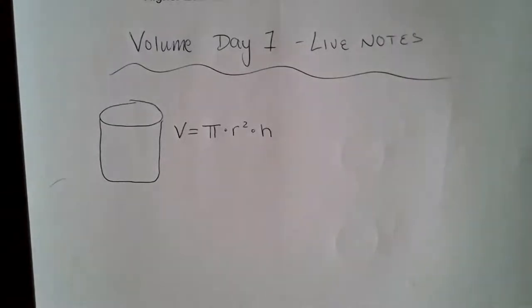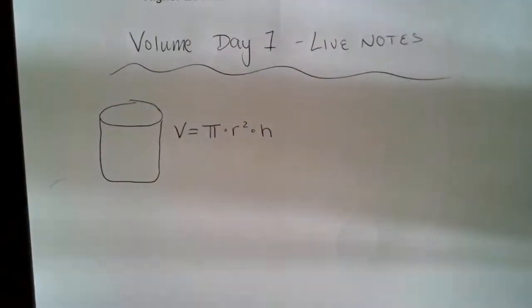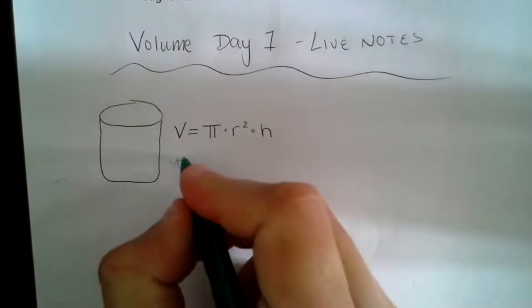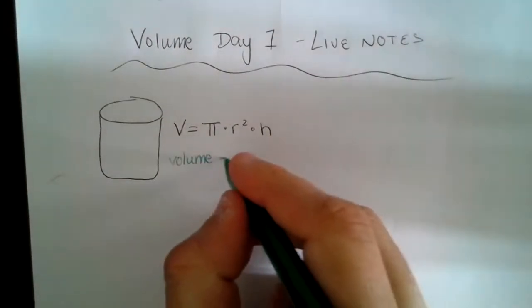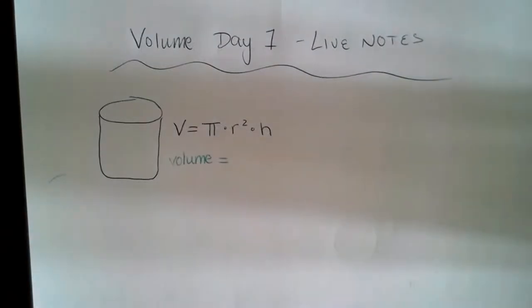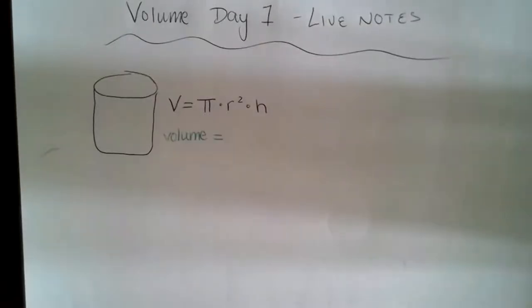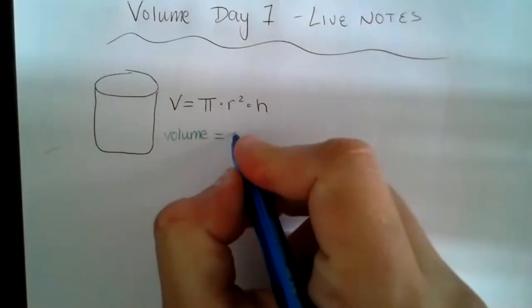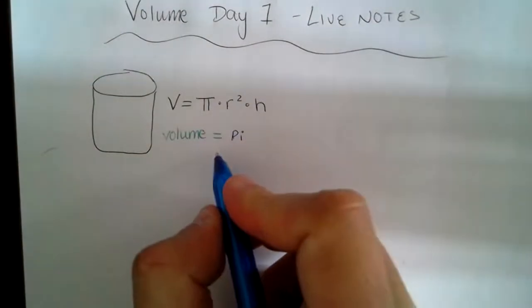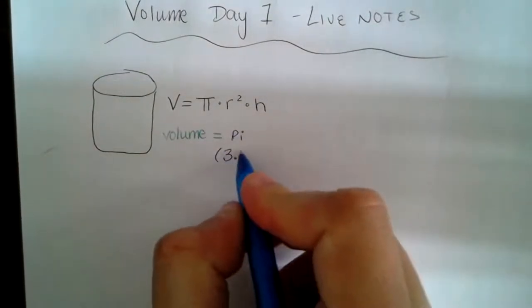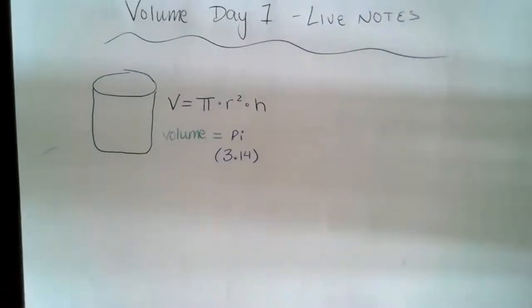Sorry, I had to reach for my handy dandy pen container. Well, V stands for volume. That's the first thing. So the volume is equal to, and that little shape is just pi, like we talked about, P-I, not P-I-E, not like apple or blueberry or pumpkin. It's pi. Now, that is also really 3.14. We'll get to that momentarily.